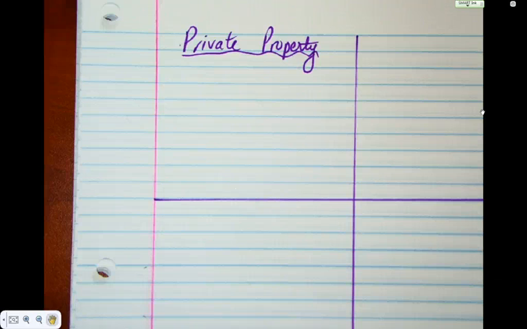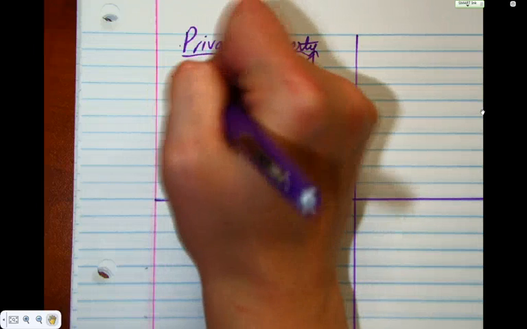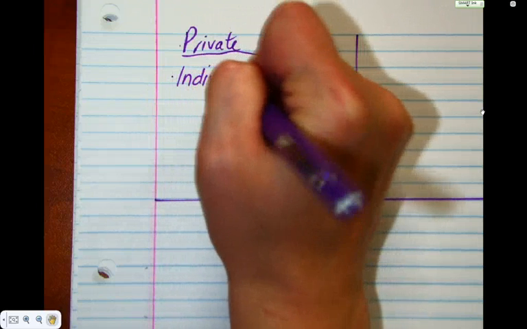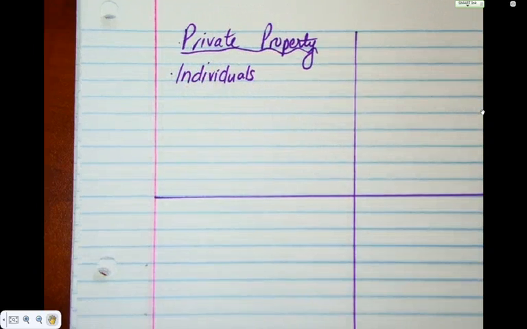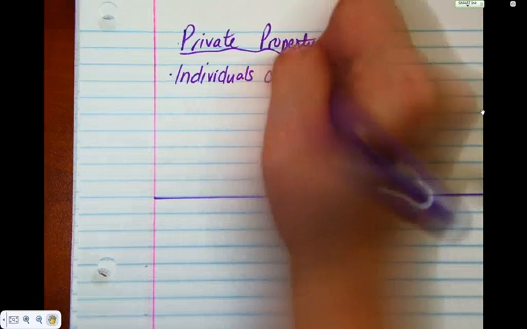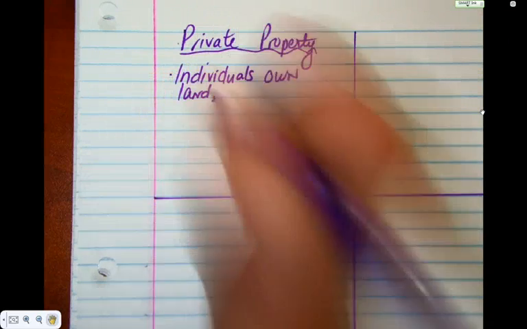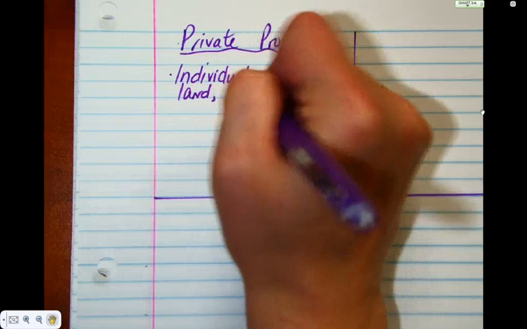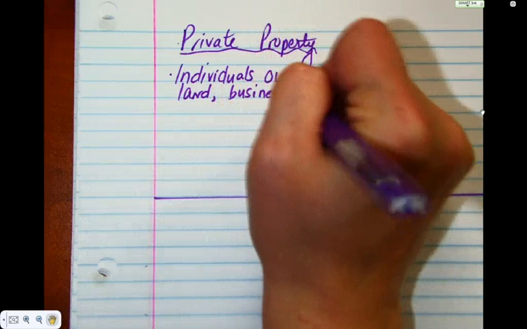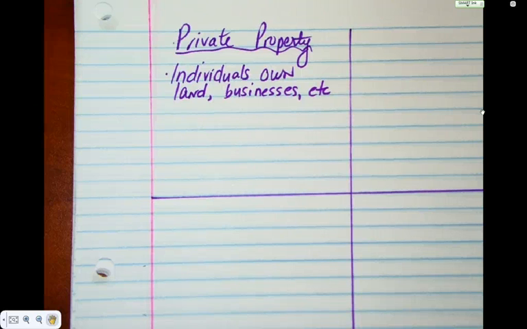Who is you? Who are these people? Individuals, as opposed to some of the other systems where the government owns the land and the property. Yep, so individuals own land, businesses, etc.